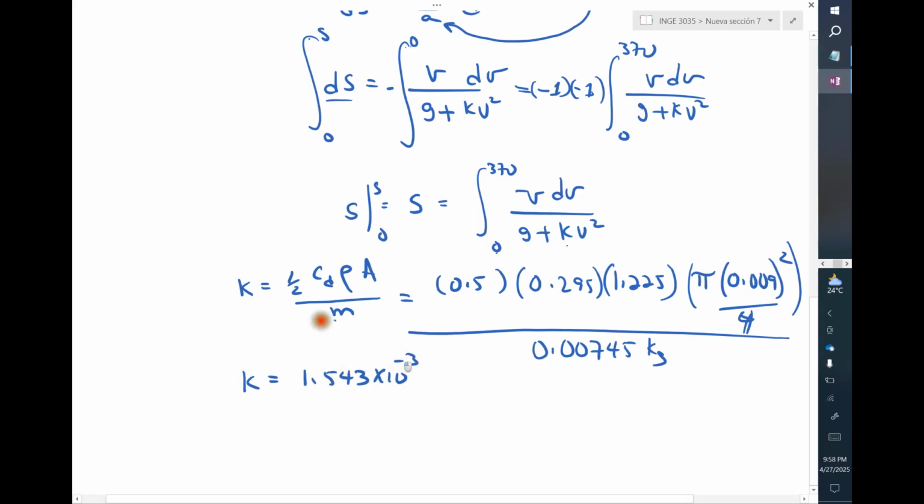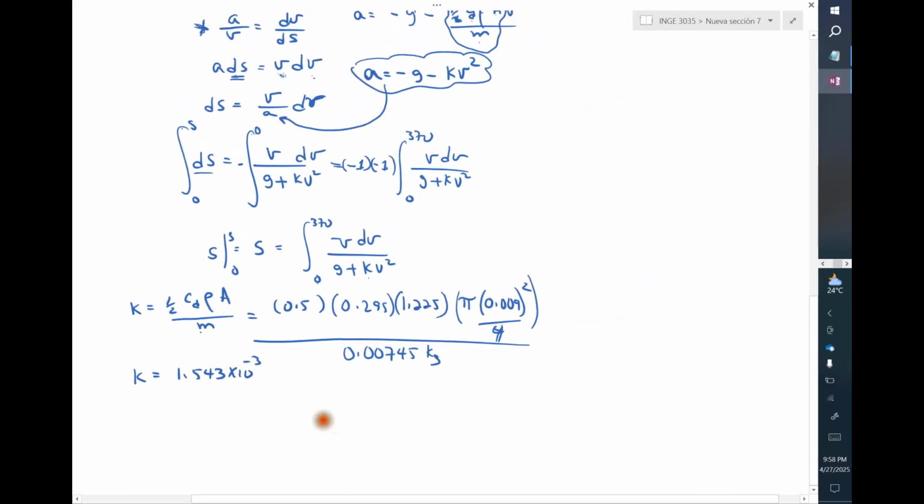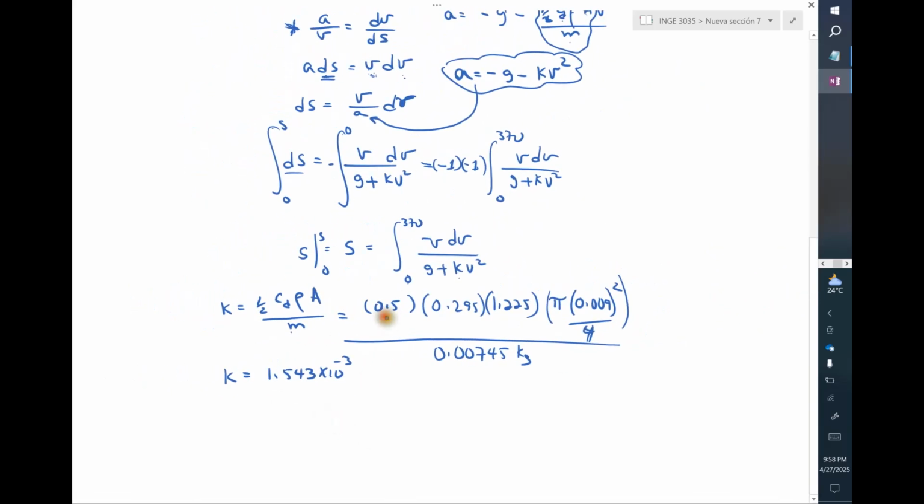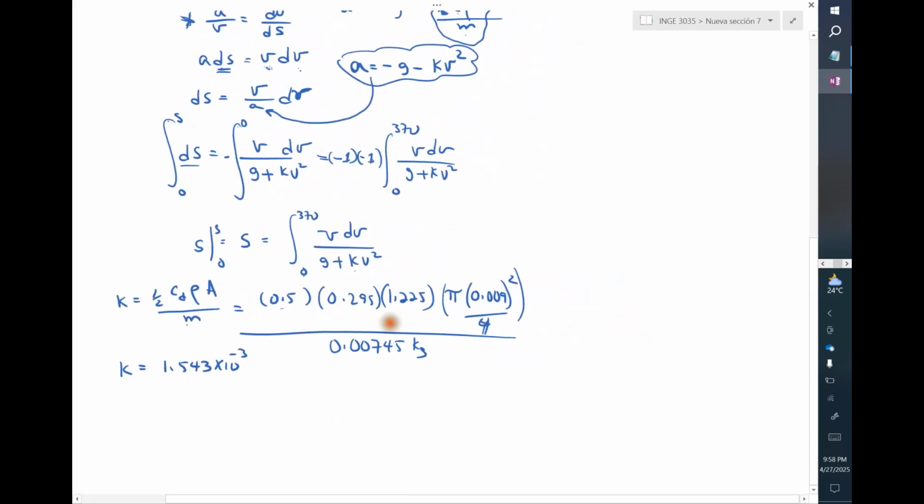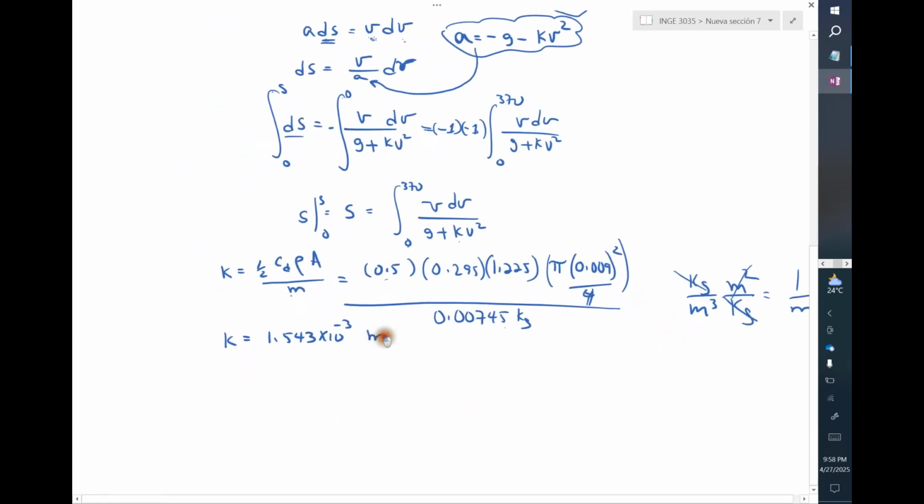Now the units of that k, let's see. The coefficient of drag doesn't have a unit. The density, yes, that's going to be kilograms over meters cubed. And the area is meters squared, and I have kilograms under here. Kilograms cancel out, and so eventually it's going to end up as 1 over meter. So this value is m to the minus 1. So that's the k value. We got that.